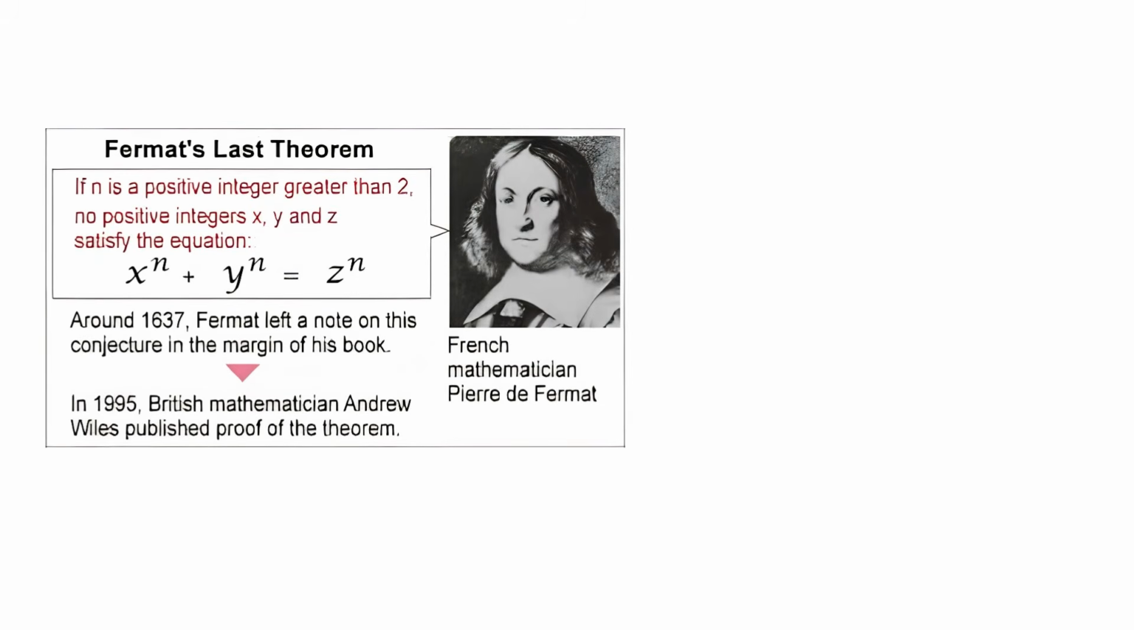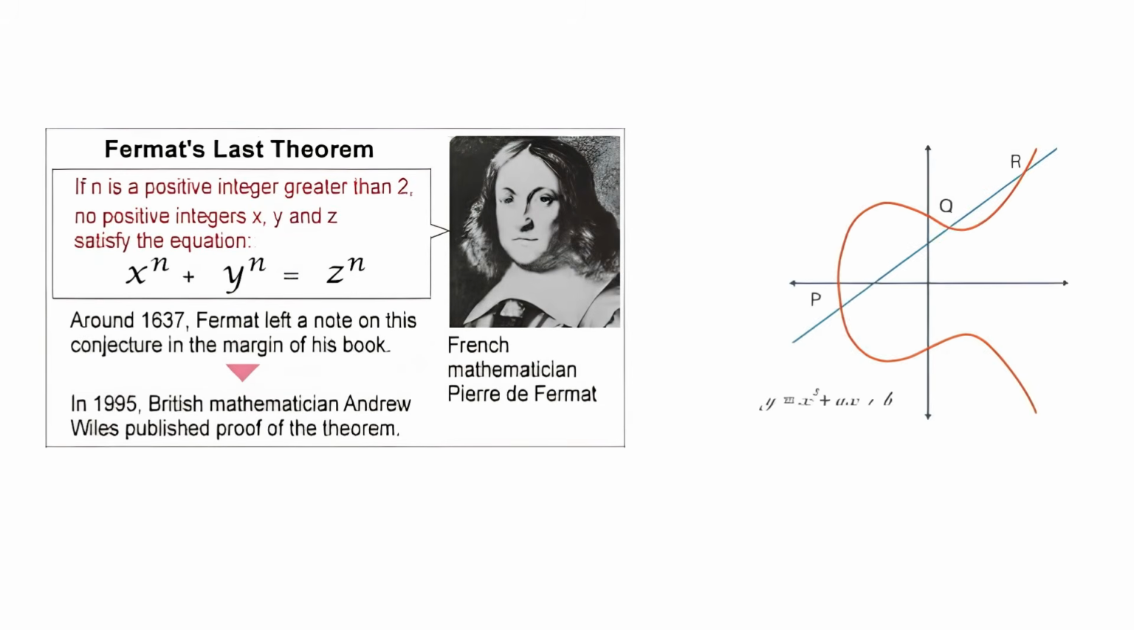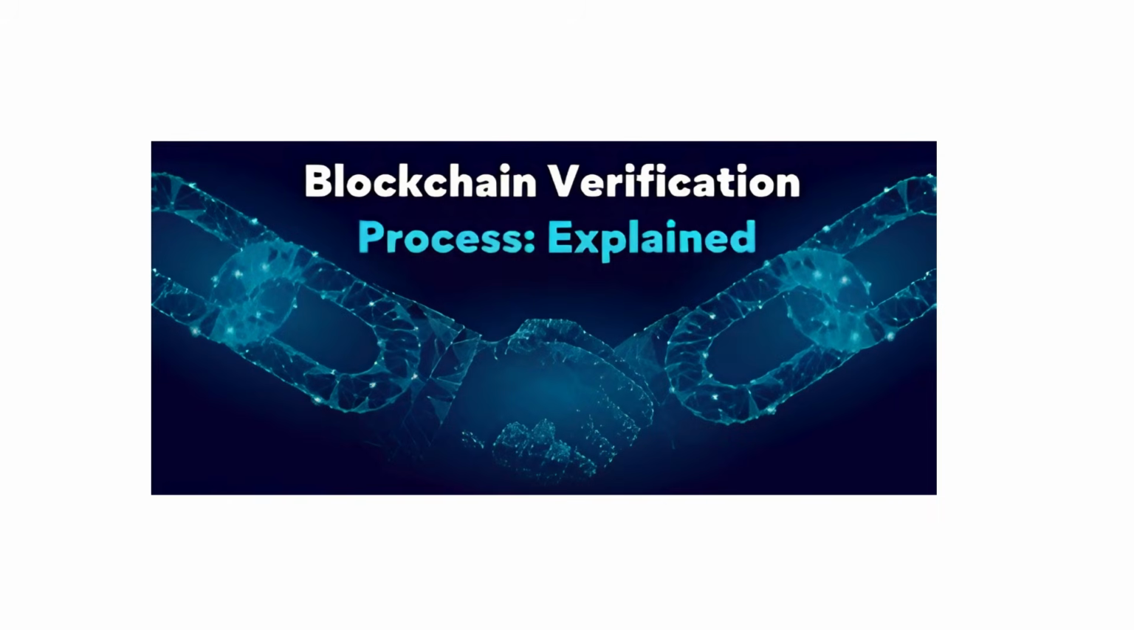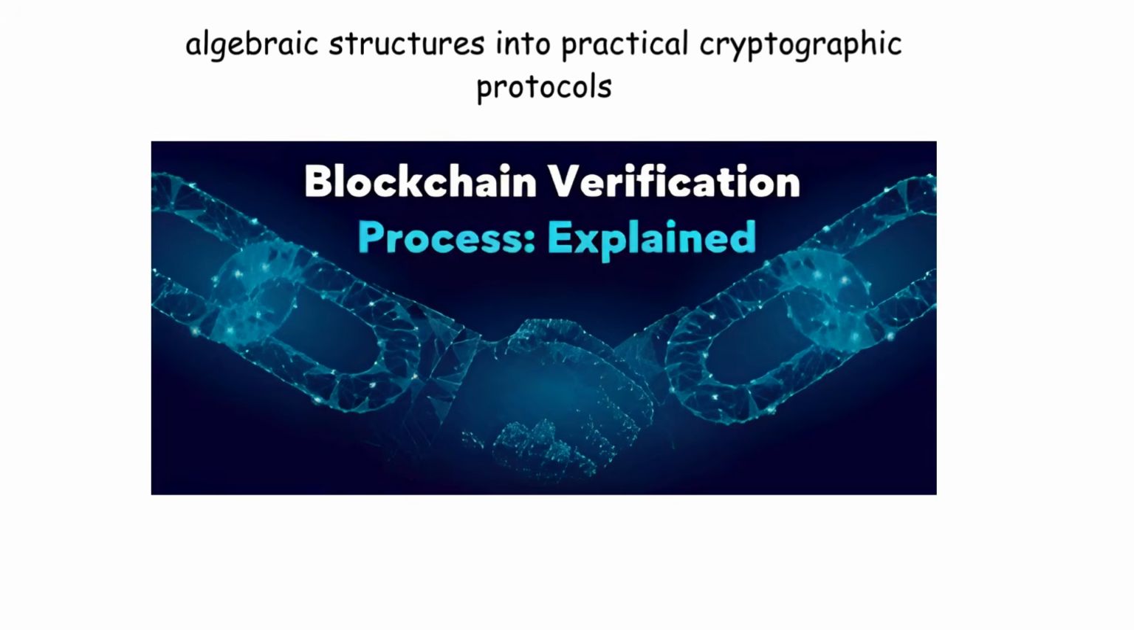Its applications range from proving Fermat's last theorem and designing elliptic curve cryptography, even in everyday applications such as secure internet transactions, digital signatures, and blockchain verification. Arithmetic geometry turns abstract algebraic structures into practical cryptographic protocols.